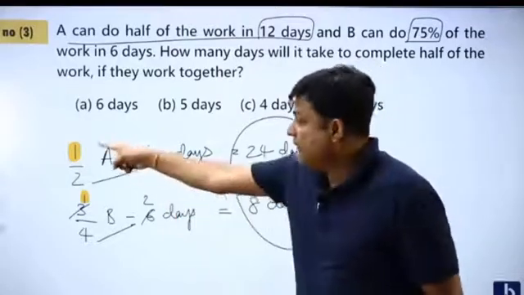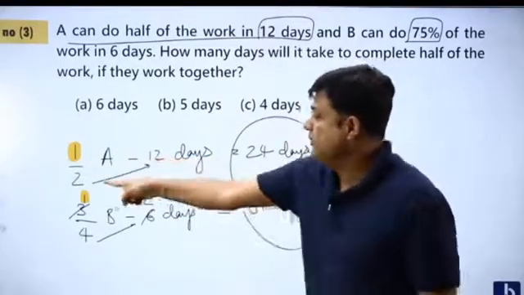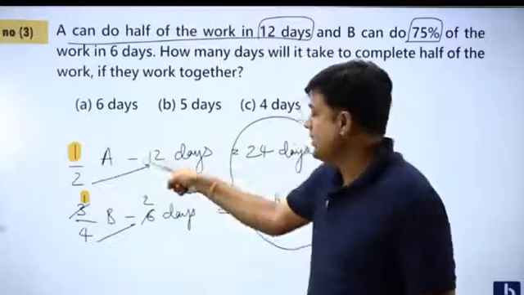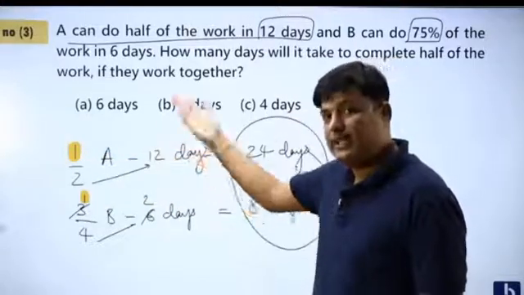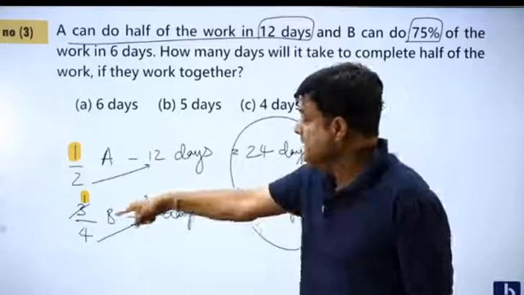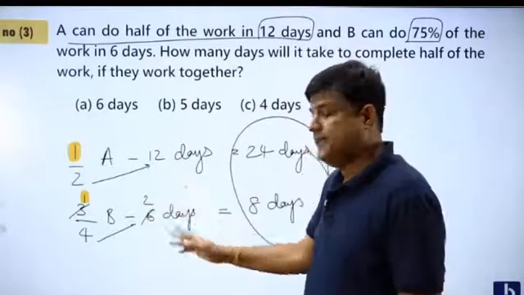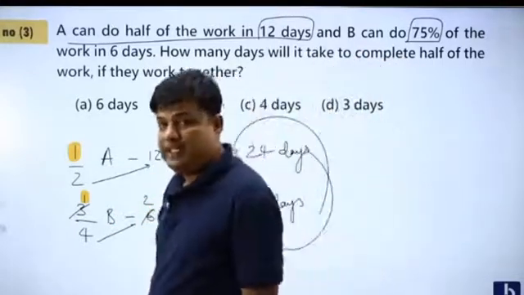Now, half of the data in 12 days. So definitely you multiply this full one. Full is what? 24 days. Half in 12, double in 24. That's what. 3/4 is nothing but 75%. I hope everybody is understanding this question.